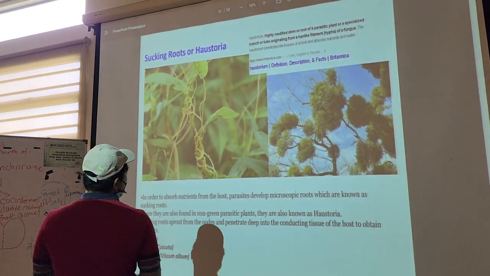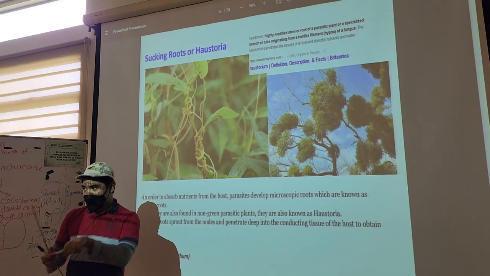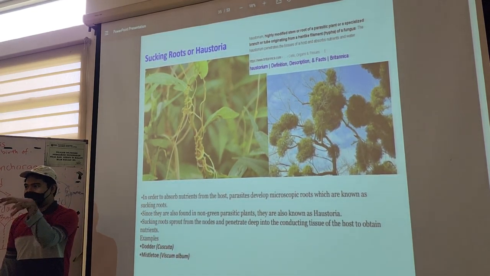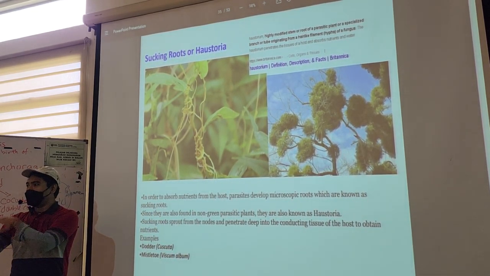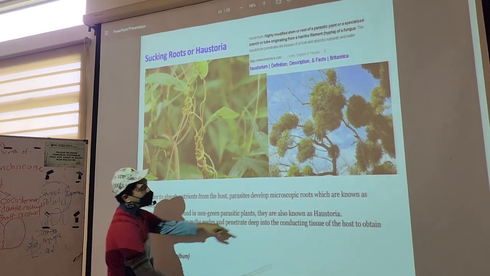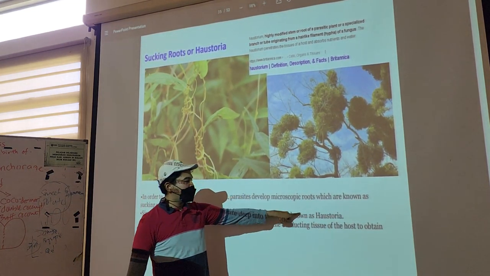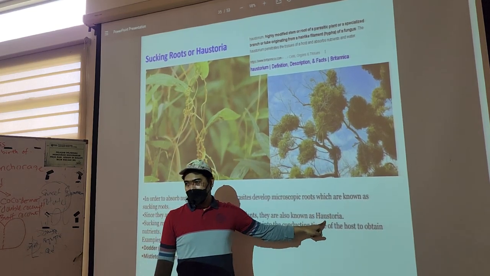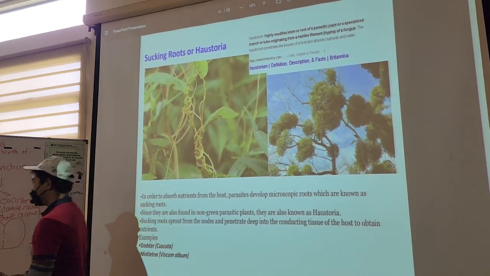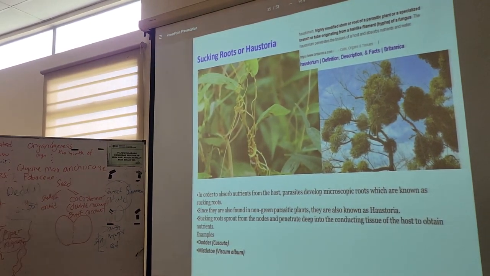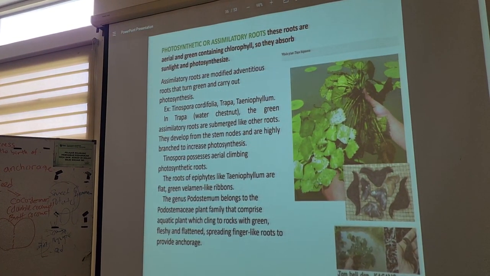Right? Okay. So, the structure of the root that gets into the plant to absorb nutrients, we call haustoria. Haustoria is plural, okay? The singular is haustorium. Alright, okay, go on.